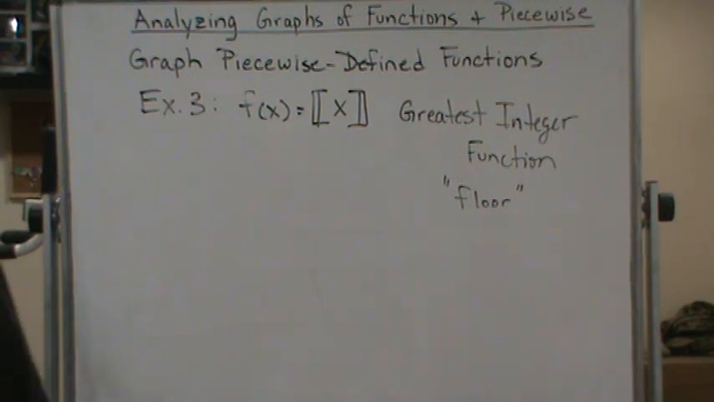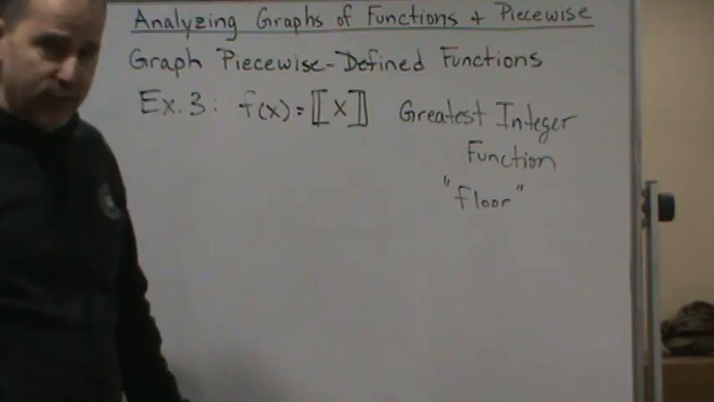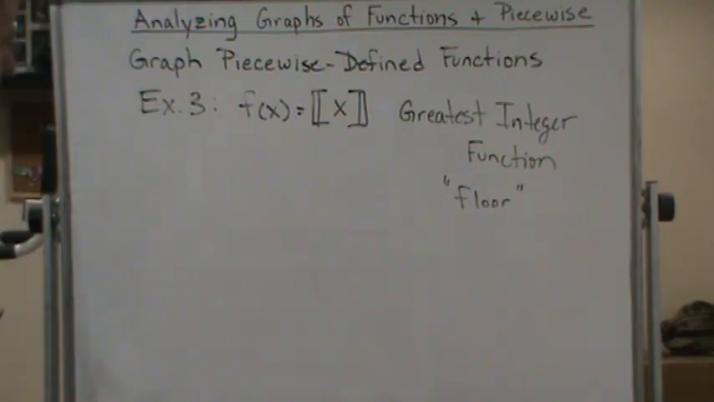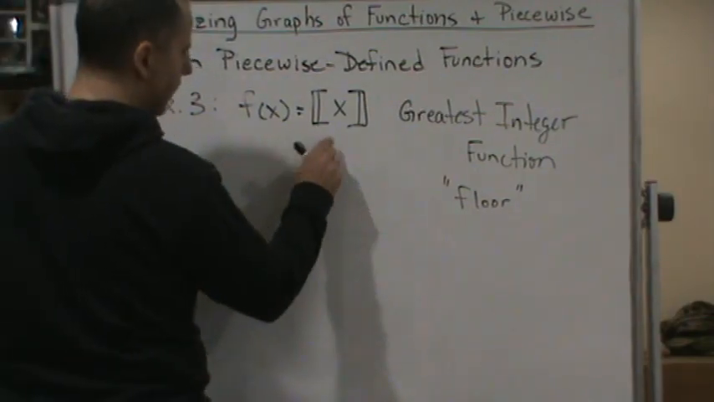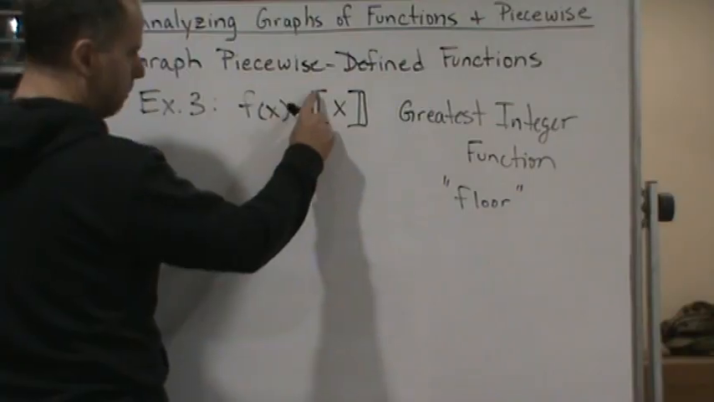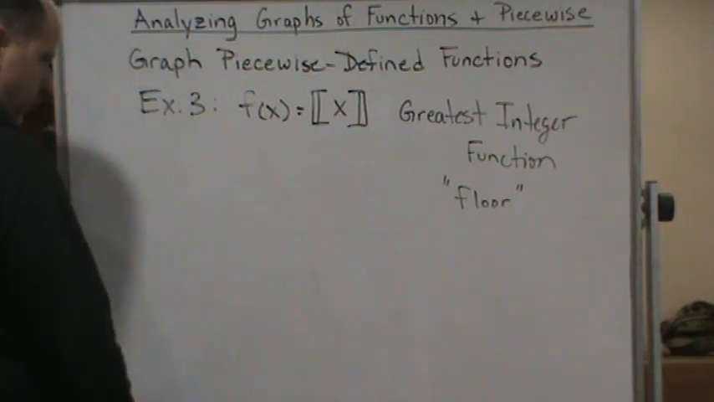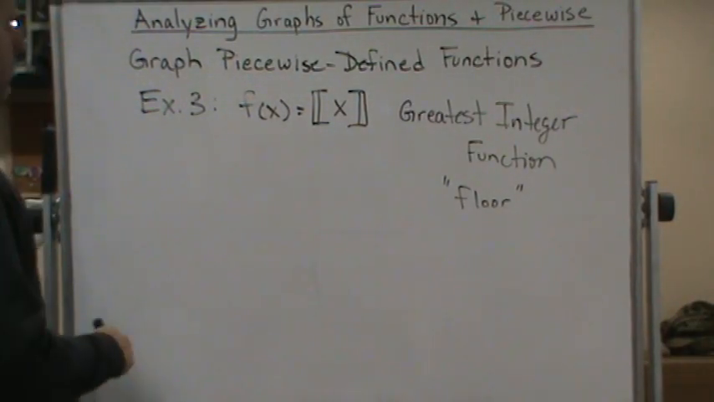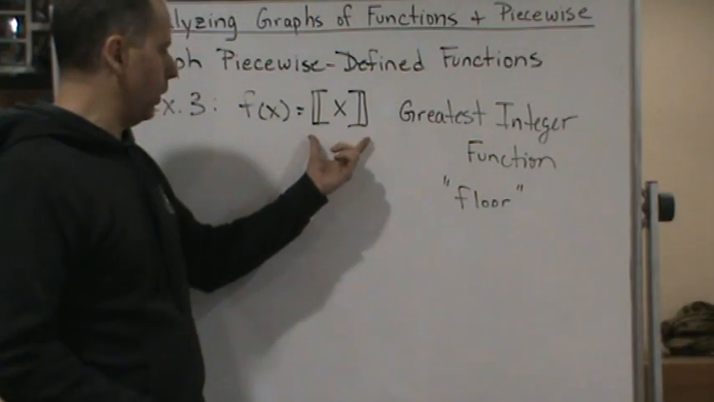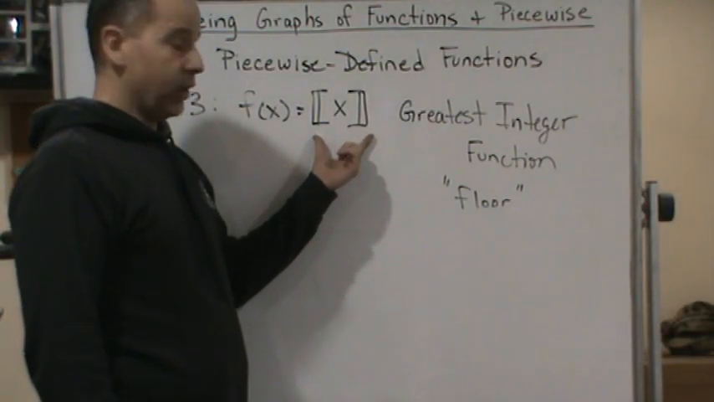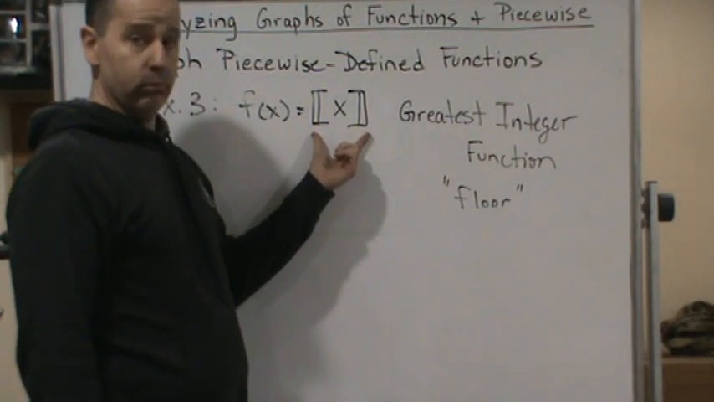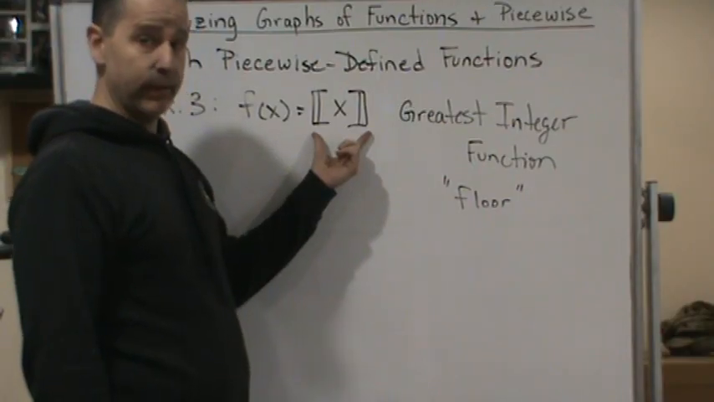All right. So we would be remiss if we did not talk about the floor function, or the greatest integer function. So this is the symbol for the greatest integer function. We have these bold brackets, if you will. And so what does this mean? This means this function will return the greatest integer that is less than or equal to x.